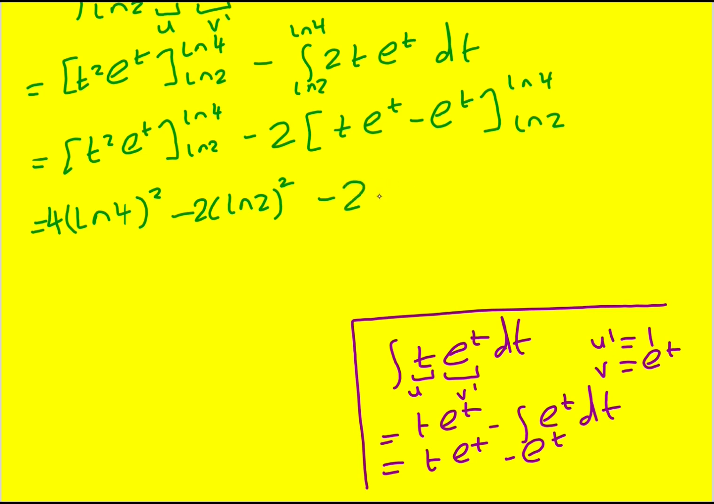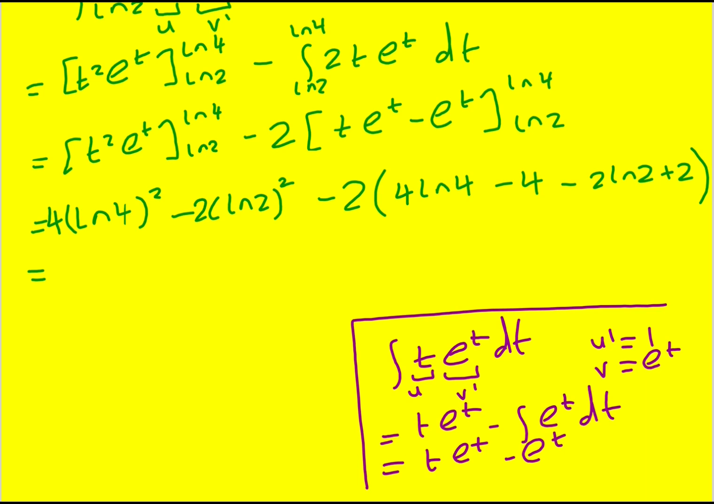Then minus 2 lots of e to the ln 4, which is 4 again, so 4 ln 4 minus 4, minus 2 ln 2 minus 2, but that becomes plus 2 again because there was a bracket around it when I had the minus. So I can just ignore it, but you put it in if you want, if it helps. That's what we're going to get eventually.